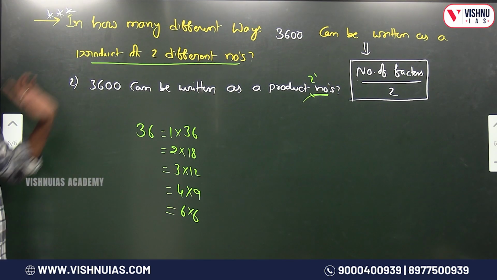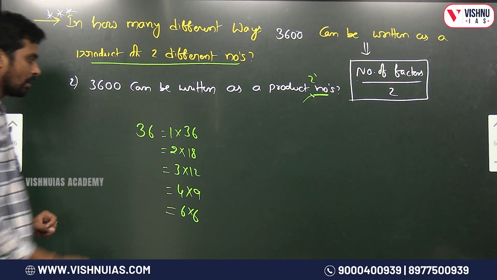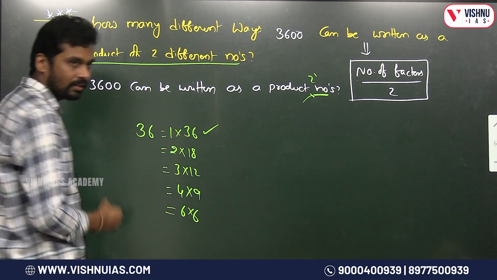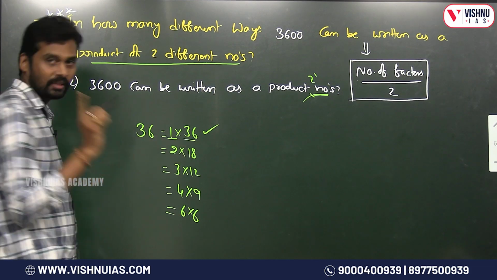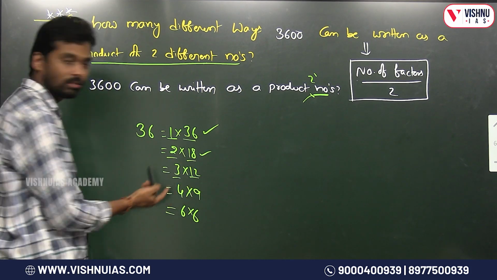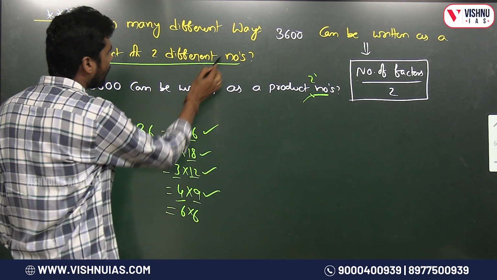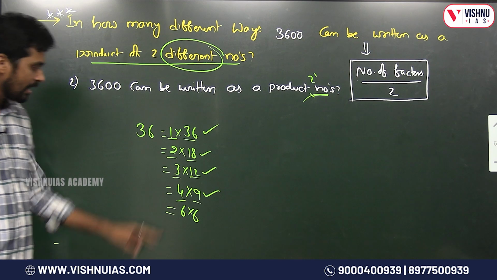Here, if I take the condition of a product of two different numbers, how many ways do I have? I can take 1 and 36, these two are different numbers, 2 and 18, again 3 and 12, different numbers, 4 and 9. So we'll consider these. If I am finding these two different numbers, can I take this one?